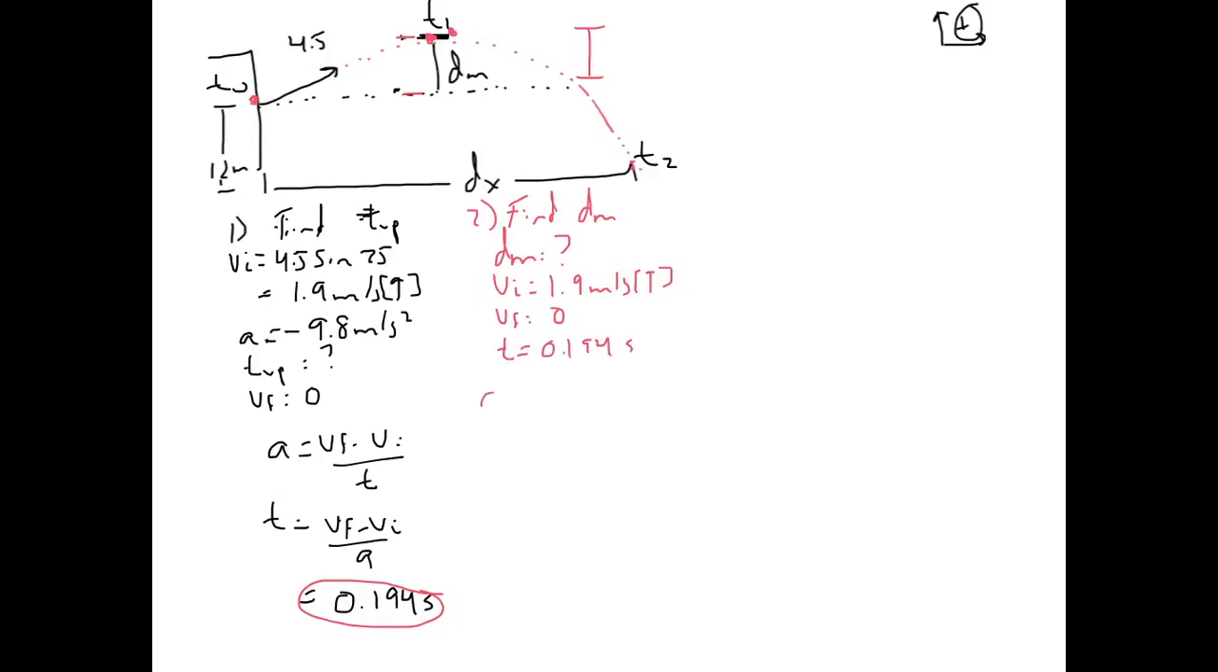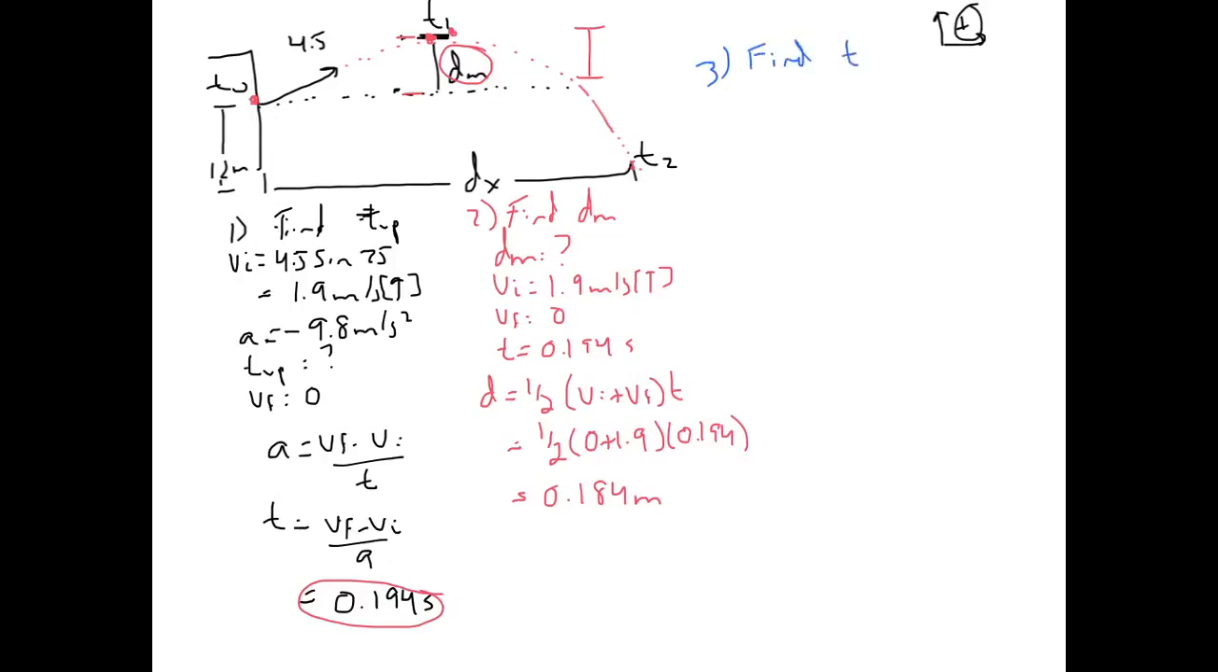So which equation are we going to use? Well, let's use d equals 1 half Vi plus Vf times t. We get 1 half times 0 plus 1.9 times 0.194, and we get 0.184 meters. So that's this distance right here. DM is 0.184 meters. So now step 3 is going to be to find the time as it drops from max height. In other words, find t, t1 to t2. More or less that's what it's saying.